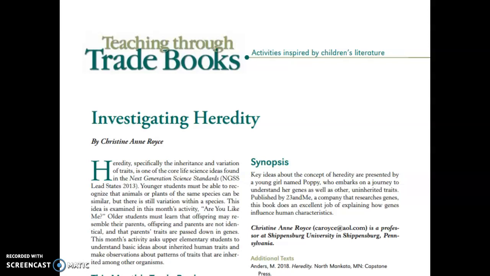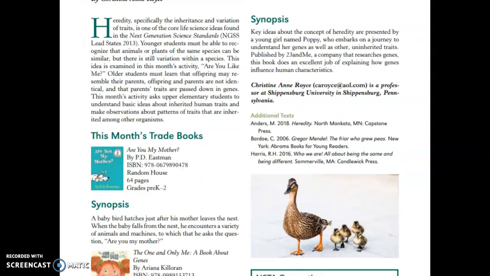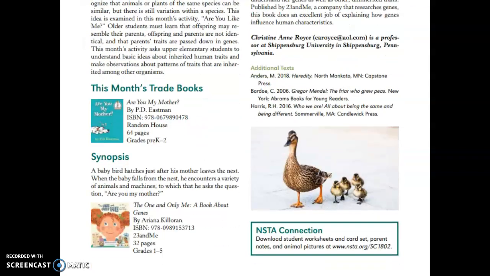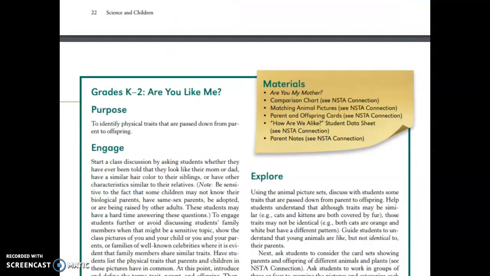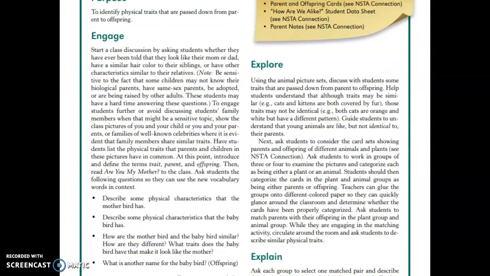Hello, everyone. I have chosen Investigating Heredity by Christine Ann Royce as my trade book. With this trade book come two types of books that they use for grades K through 2 and grades 1 through 5. I chose to use the book example of Are You My Mother by P.D. Eastman. For the 5 E's, we'll begin with engage.